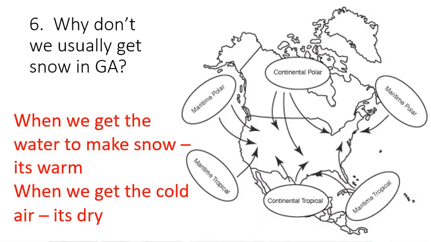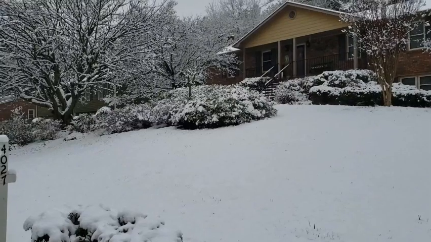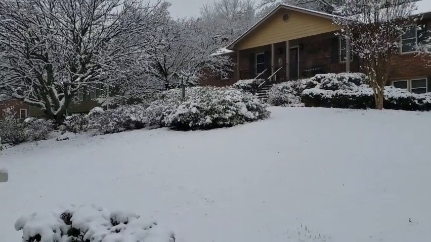So to summarize, why don't we usually get snow in Georgia? Because when we get the water to make snow, it's warm. And when we get the cold air, it's dry. And we'll examine some cases of what has to happen just right in order for us to even get snow. We get it about once a year, but stuff's got to happen just the right way. So here we've had some snow.